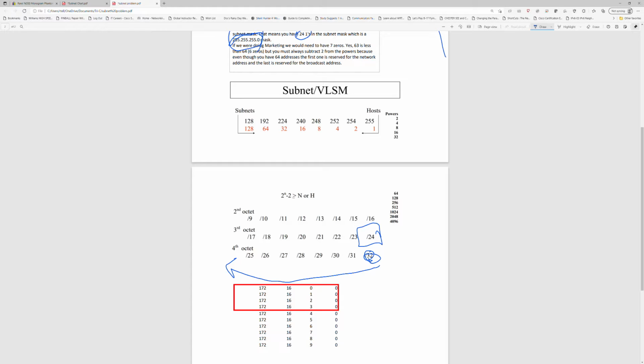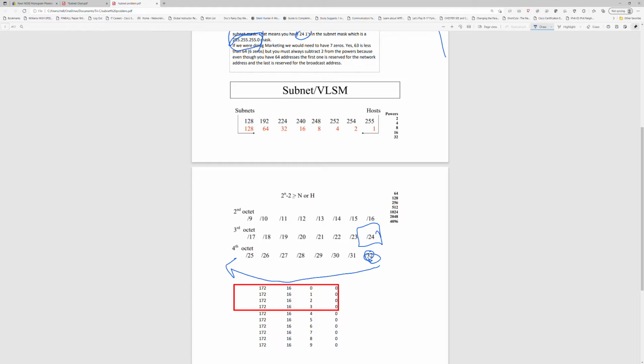So to go back to if we were doing marketing and we said we needed to have 7 zeros, then the rest would be ones from the 16 that are available to us on a Class B. So if all of these are zeros, that means my subnet mask would be a /25, because that would give me 1, 2, 3, 4, 5, 6 zeros, or 7 zeros, I'm sorry. I said 6, 7 zeros, which is what we would need.